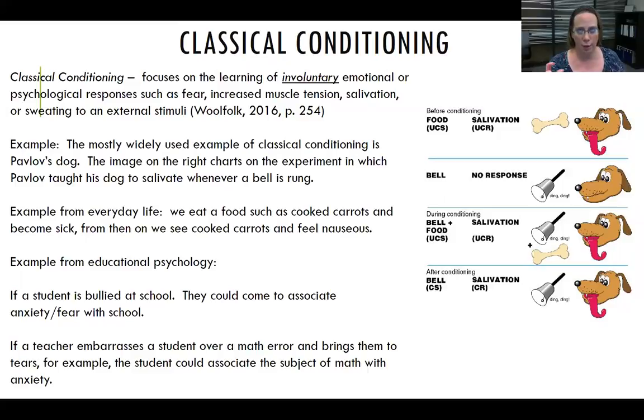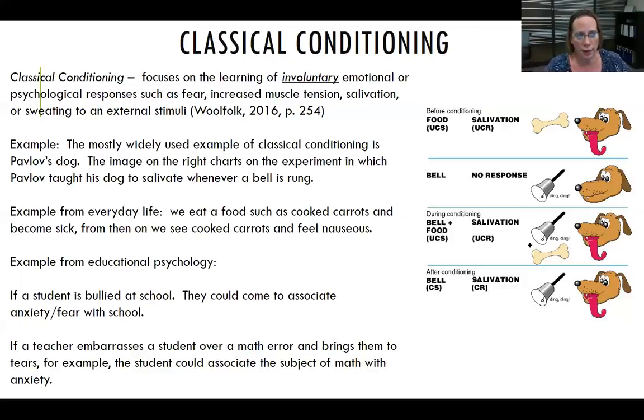It is very important that you key in on this idea that in classical conditioning, it's involuntary. So all of these things that are listed here from Woolfolk's definition, fear, muscle tension, salivation, or sweating, we don't control those things. Those things happen. They're a response to something else.